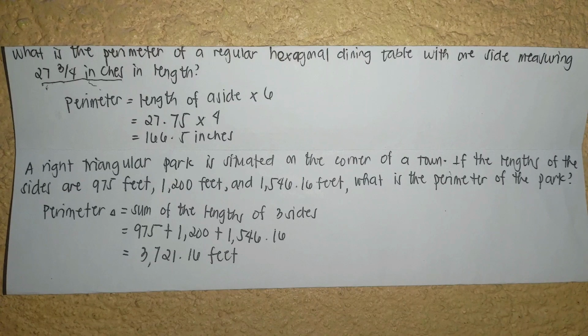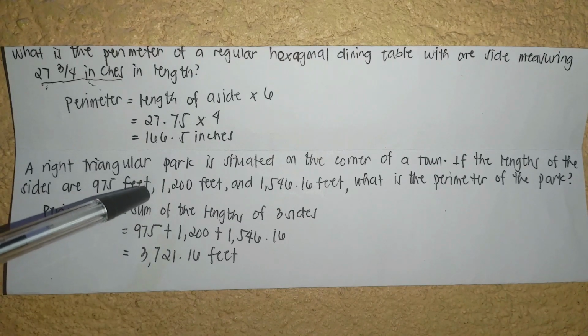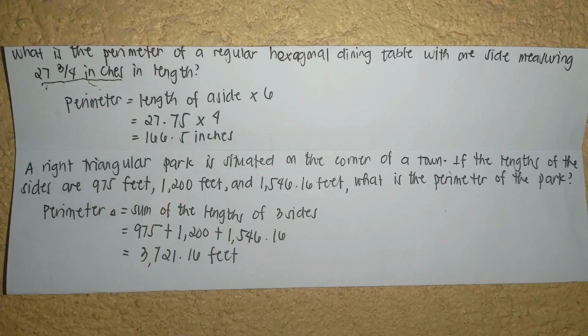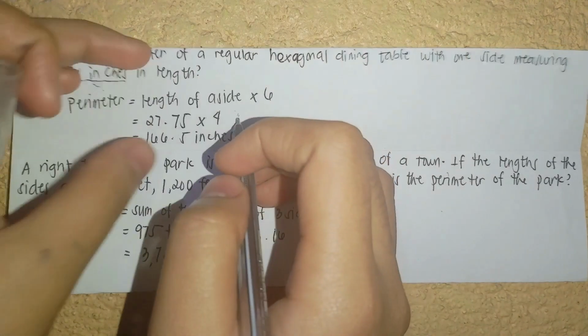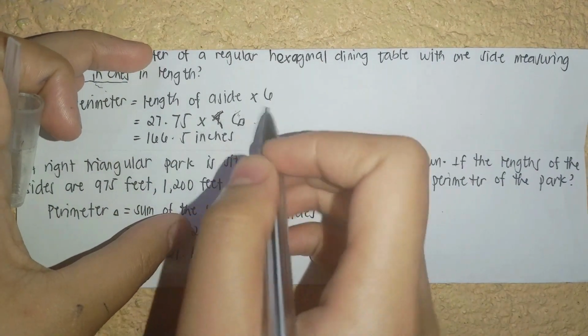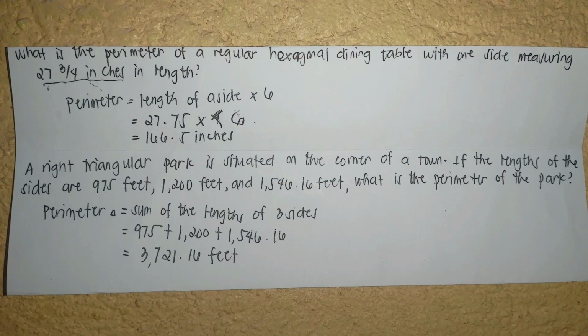Okay, 27 and 3/4, when converted to decimal, will be 27.75 times 6. 6 times 6 is equals to 166.5 inches.